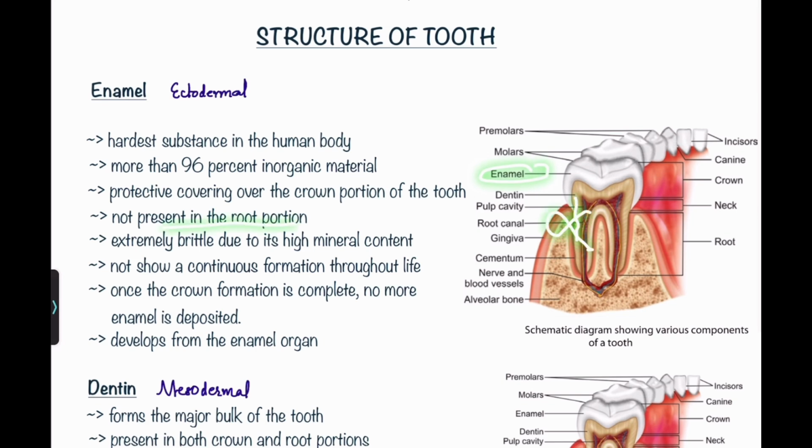Although hard in nature, enamel is extremely brittle due to its high mineral content. Unlike dentin, cementum or bone, the enamel does not show continuous formation throughout life. Once the crown formation is complete, no more enamel is deposited. The enamel develops from the enamel organ and it is ectodermal in origin.